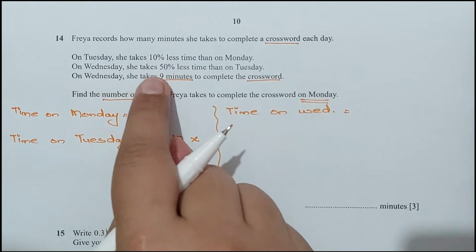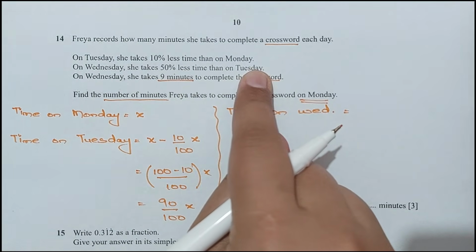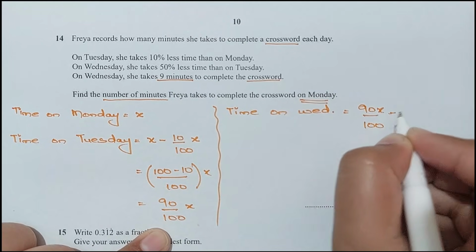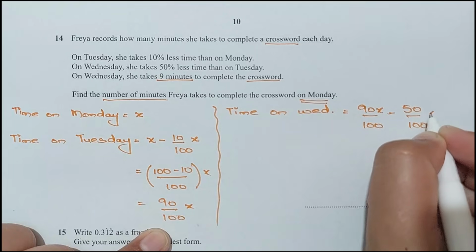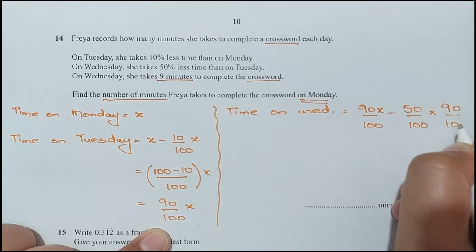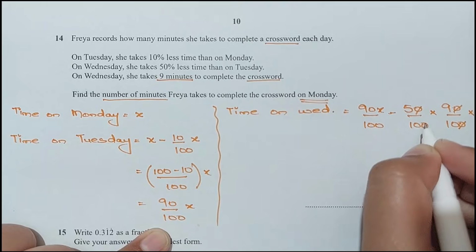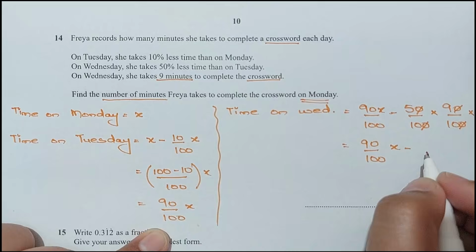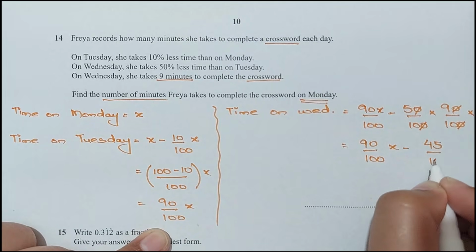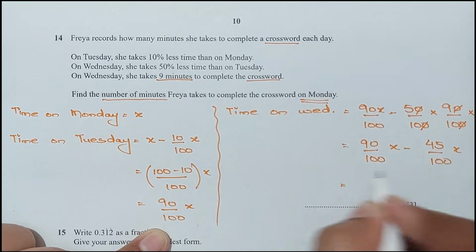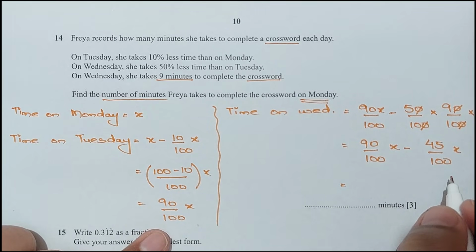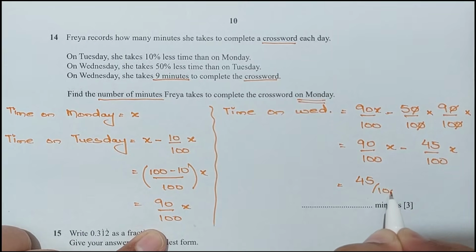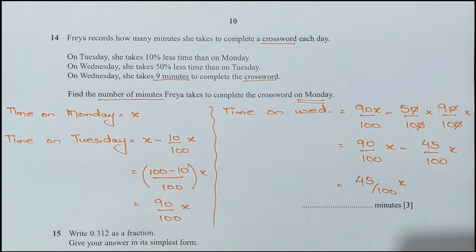The time on Wednesday is 50% less than the time on Tuesday. The time on Tuesday is 90x over 100. It is less 50% of the time on Tuesday, which is 90 over 100x. Zeros cancel with 0, zeros cancel with 0. This is 90 over 100x minus 5 times 9 is 45, 10 times 10 is 100x, right? So denominators are same. From 90 take away 45. 90 take away 45 is 45 out of 100x. This is the time on Wednesday, right?